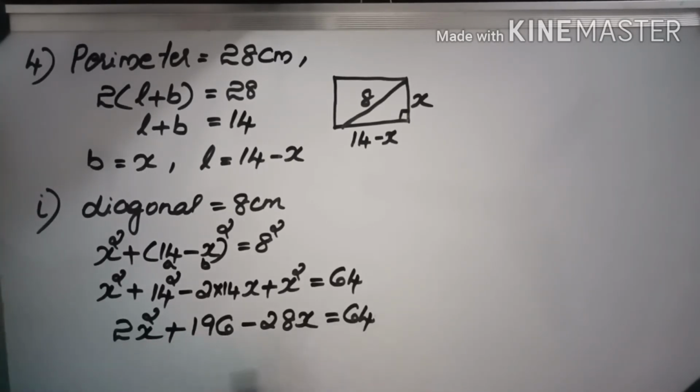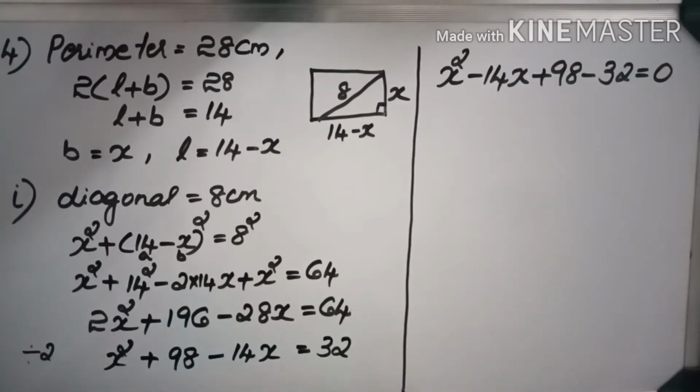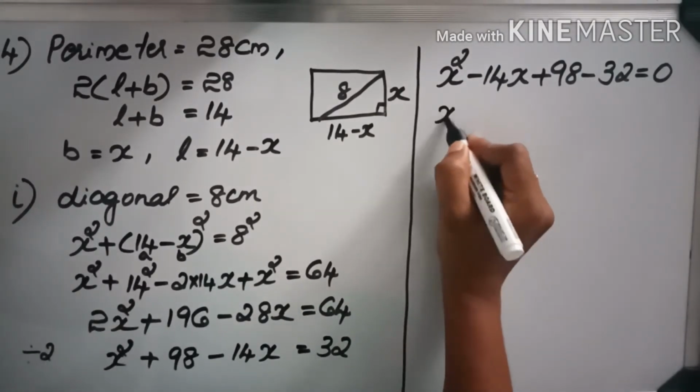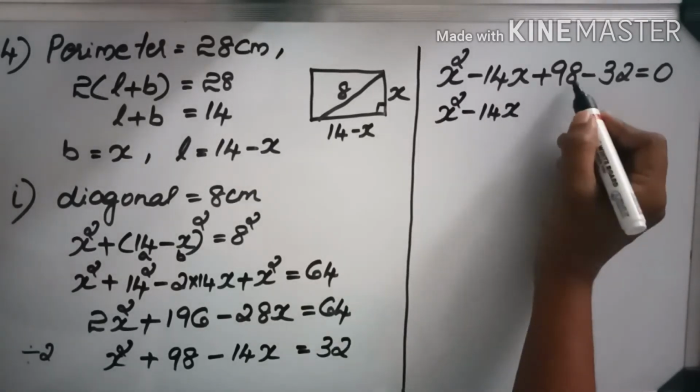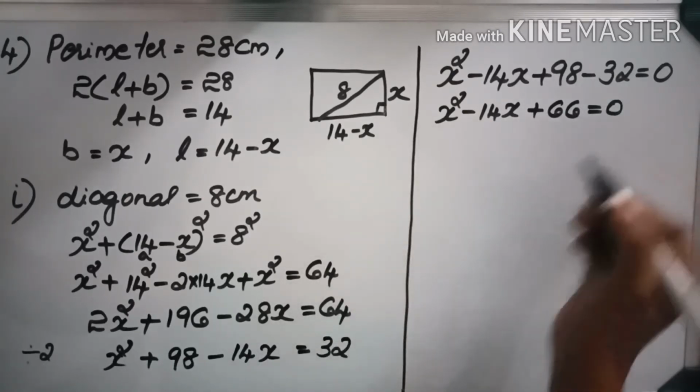So let's divide the whole equation by 2. So here the answer will be x square plus 196 by 2, that is 98, then minus 28x divided by 2, that is 14x, equal to 64 divided by 2, that is 32. Now let's arrange the order: x square minus 14x plus 98 minus 32 equal to 0. I took this 32 to this side because we need equal to 0. Now 98 minus 32, the answer will be 66, equal to 0. Now we got a second degree equation.